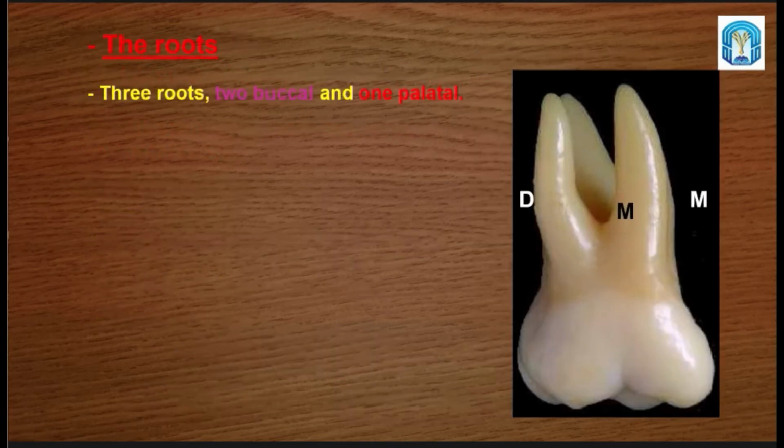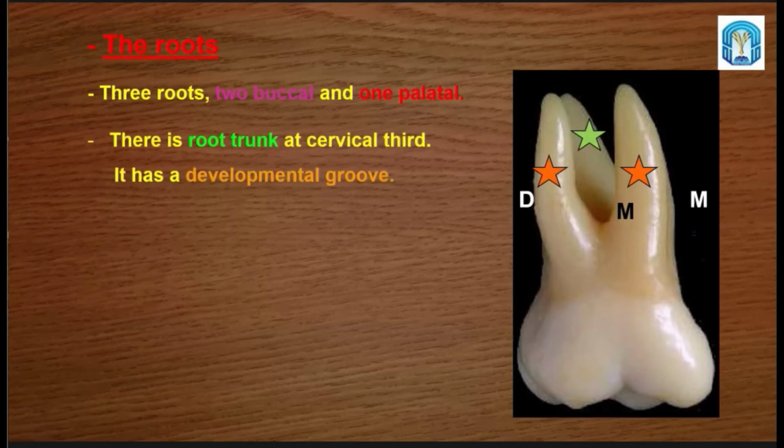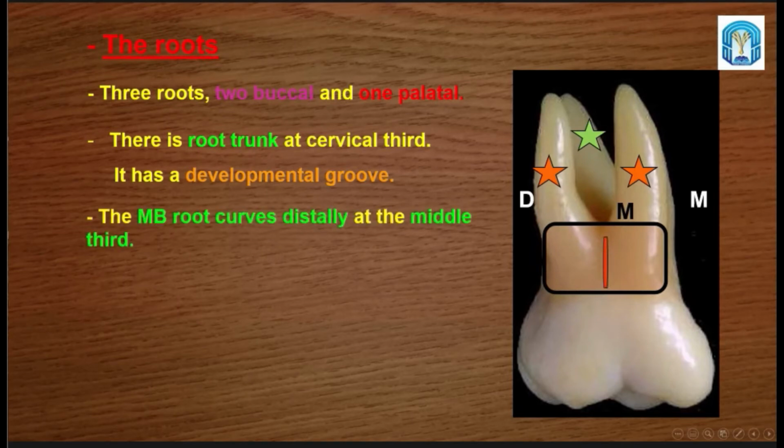Anyway, the roots. There are two roots, one on the buccal side and one on the palatal side. There is a root trunk at the cervical third. It has a developmental groove. This is the root trunk, you see. This is the cervical line. This is the starting of the furcation area of the root. This is a very big area which is known as the root trunk. And in the root trunk, there is a depression. A developmental depression is present.